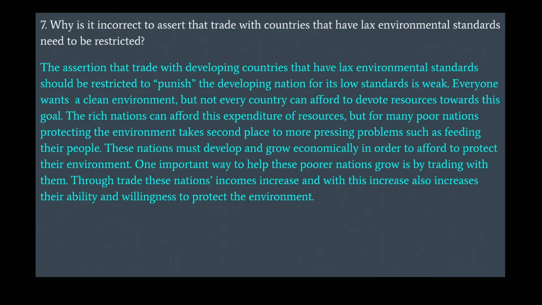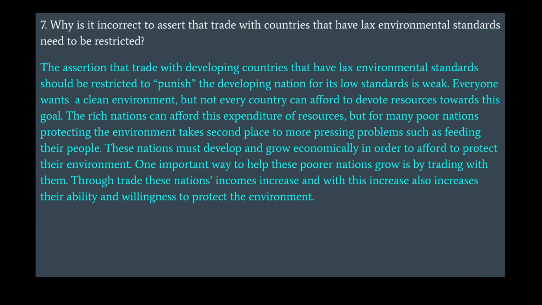Seventh, why is it incorrect to assert that trade with countries that have lax environmental standards needs to be restricted? The assertion that trade with developing countries that have lax environmental standards should be restricted to punish the developing nation for its low standards is weak. Everyone wants a clean environment, but not every country can afford to devote resources towards this goal.